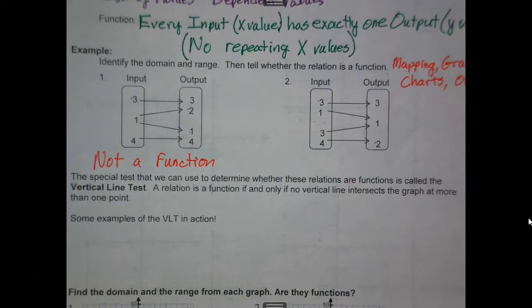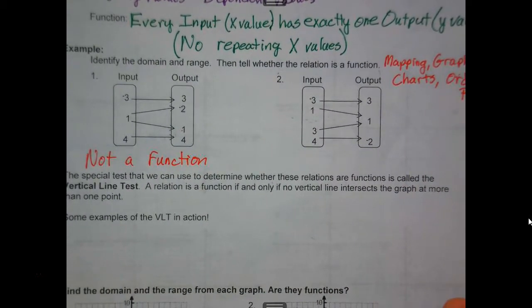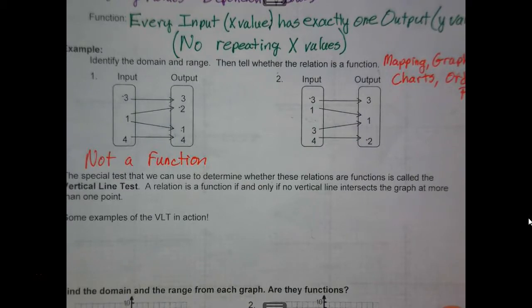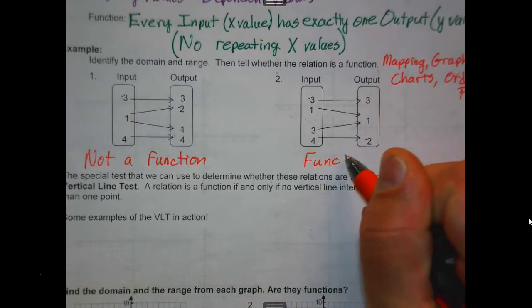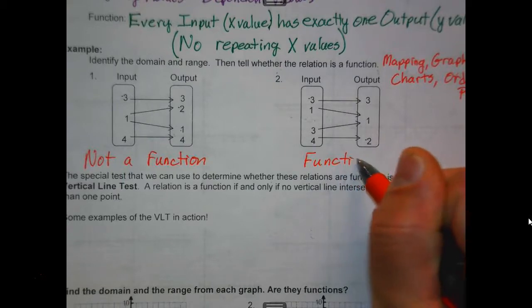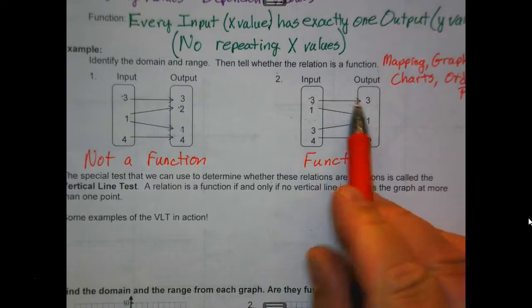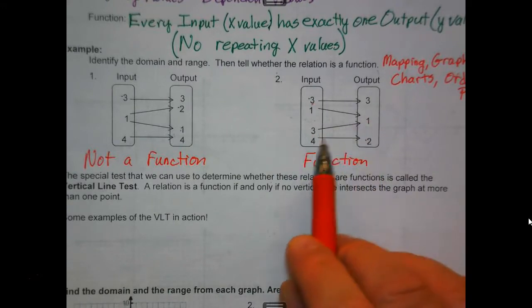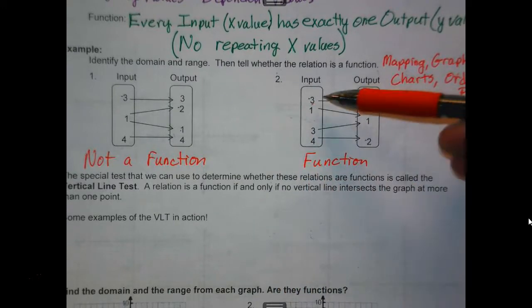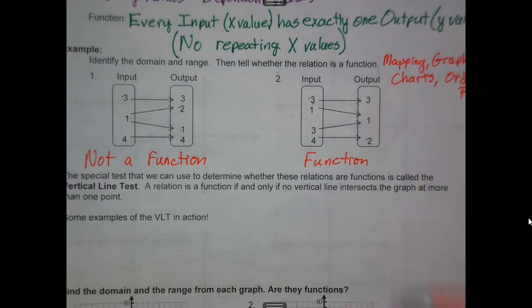How about number 2? Is that a function? Am I repeating any x values? No. So it is a function. -3 goes to 3, 1 goes to 1, 3 goes to 1, 4 goes to -2. I am not repeating any x values.